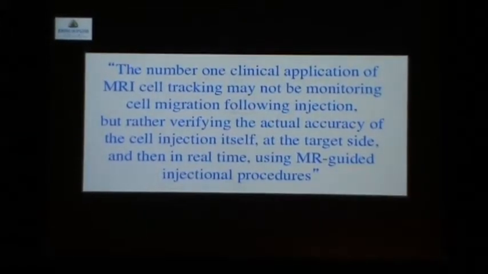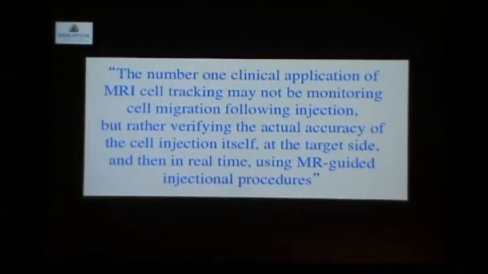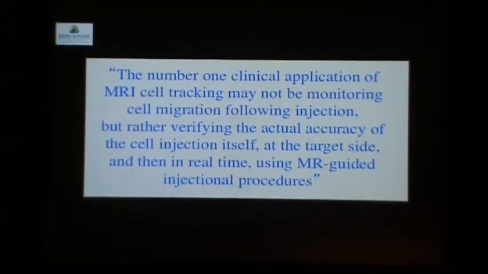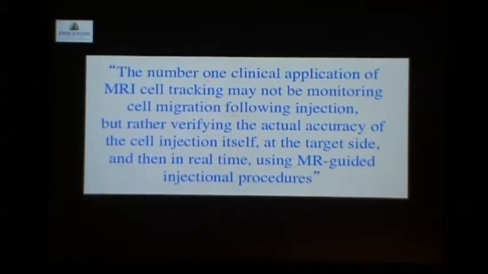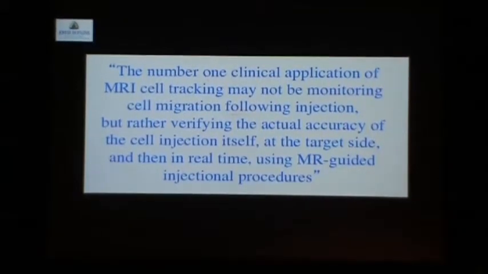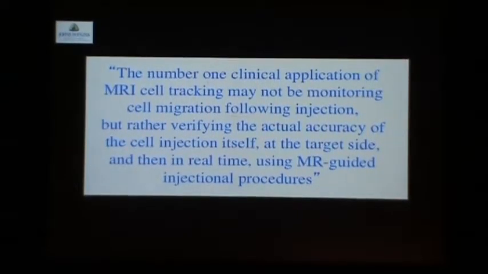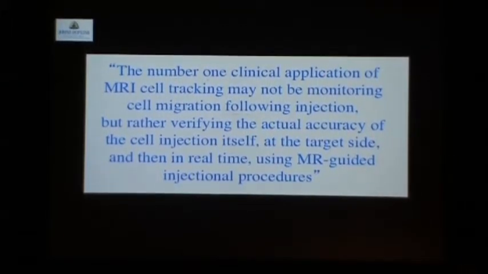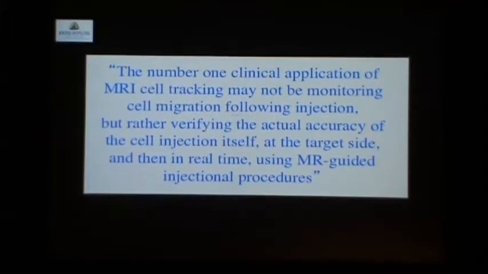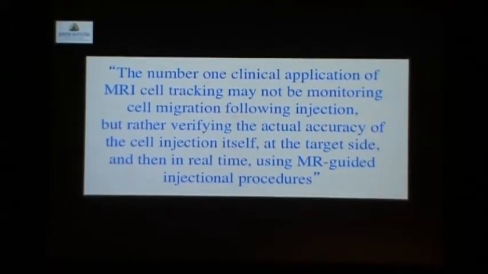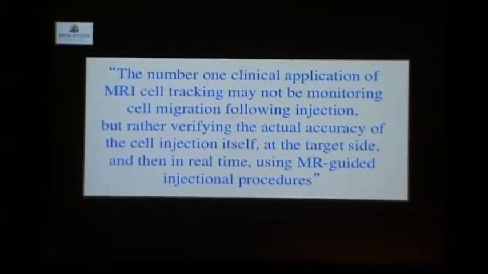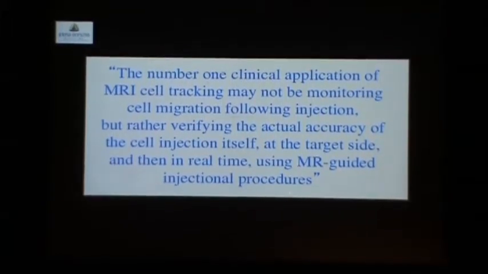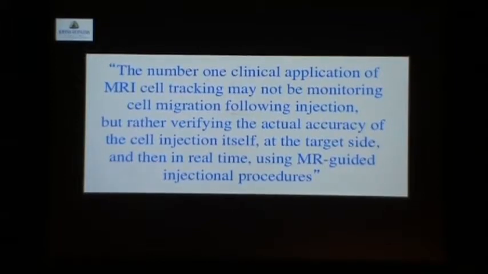So I want to make a statement, MRI versus MPI, so first MRI. I think the number one clinical application of MRI cell tracking may not be monitoring cell migration following injection, because everybody wants to look at cell migration, but there are too many problems: cells die, macrophages take it up, cells divide, so the label dilutes. It's rather verifying the actual accuracy of the cell injection itself at the target site, and then in real time using MR-guided injection procedures.